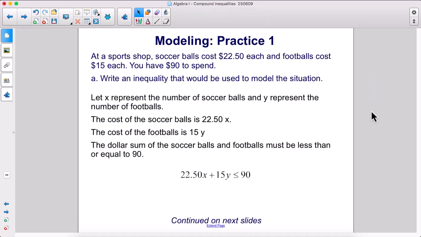Let x represent the number of soccer balls and y represent the number of footballs. The cost of the soccer balls is $22.50 times x. The cost of the footballs is 15 times y. The dollar sum of the soccer balls and footballs must be less than or equal to 90. So 22.50x plus 15y is less than or equal to 90.